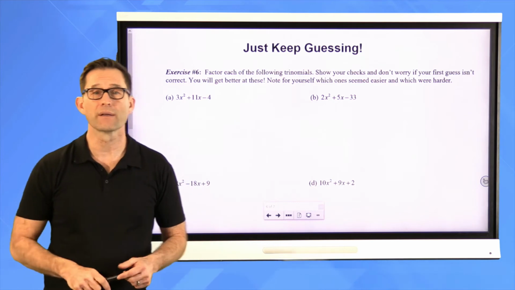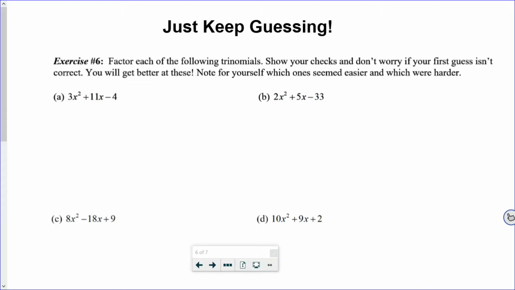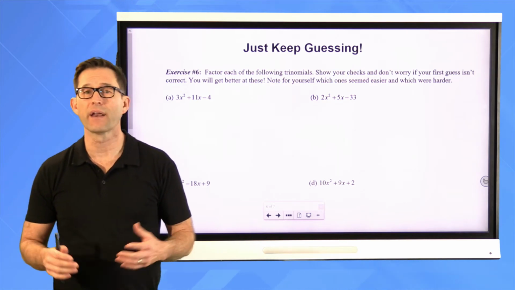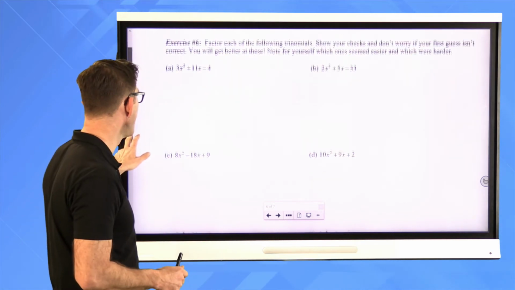So let's take a look at exercise number 6. Factor each of the following trinomials. Show your checks, and don't worry if your first guess isn't correct. You will get better at these. Note for yourself which ones seem easier and which were harder. All right, well, let's do a few of these obviously together and kind of get a sense for it. Let me bring this up to the top of the board.